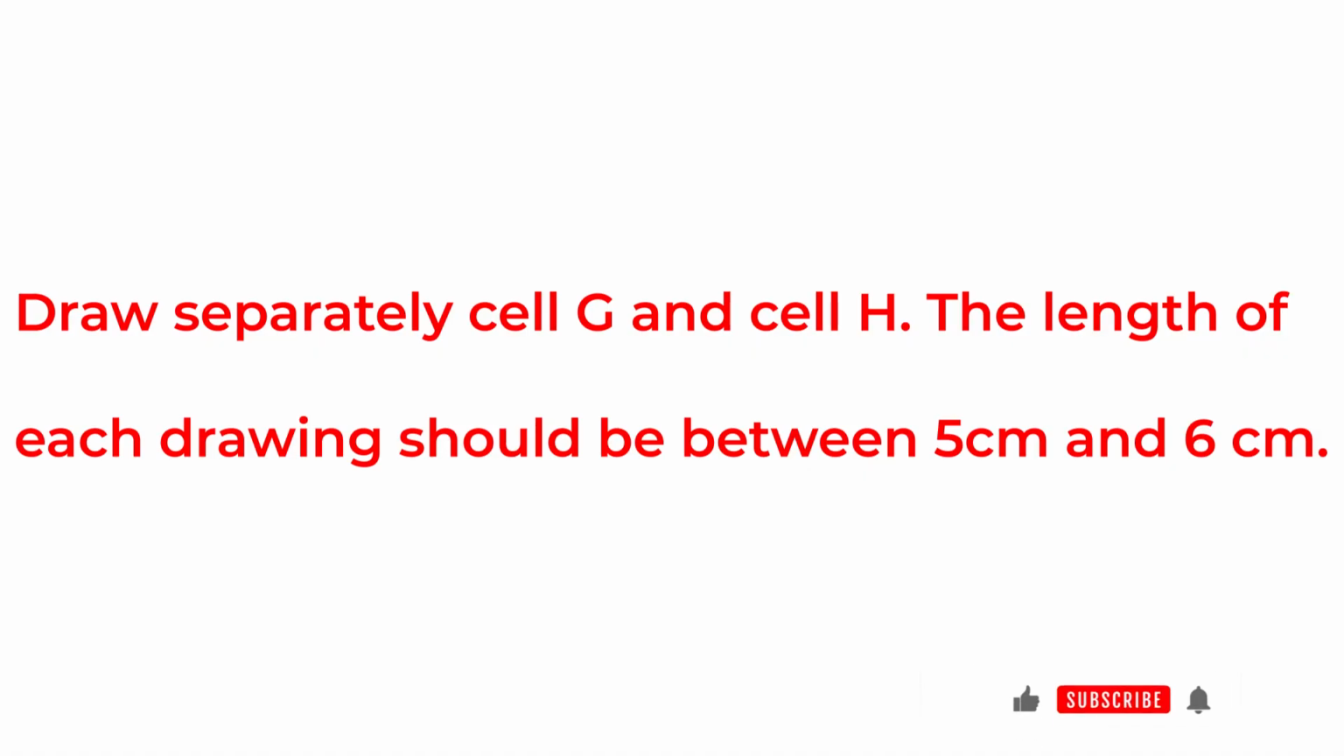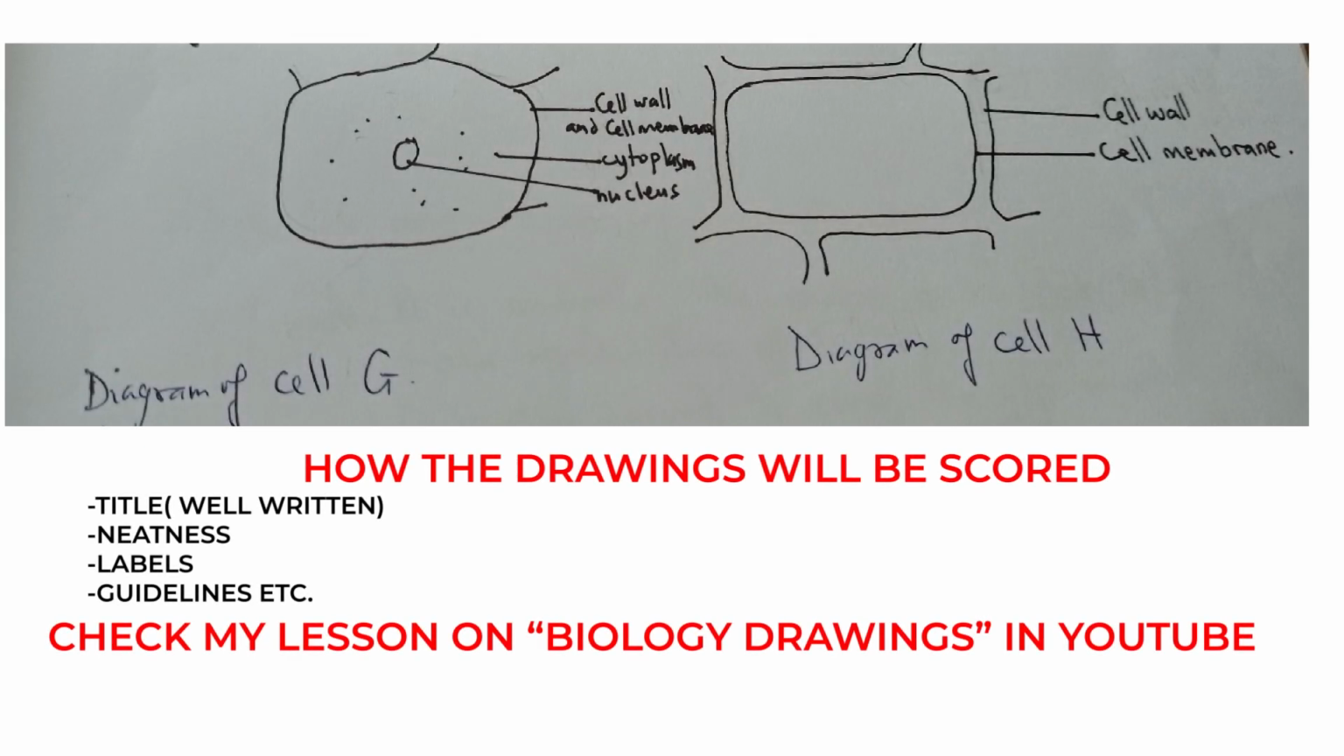Draw separately cell G and cell H. The length of the drawing should be between 5 centimeters and 6 centimeters. Here is a drawing of cell G, and here is a drawing of cell H. You see the differences? Look at this. The cell walls are very thin in here. Here the cell walls are very thick, and it should show in the drawing.